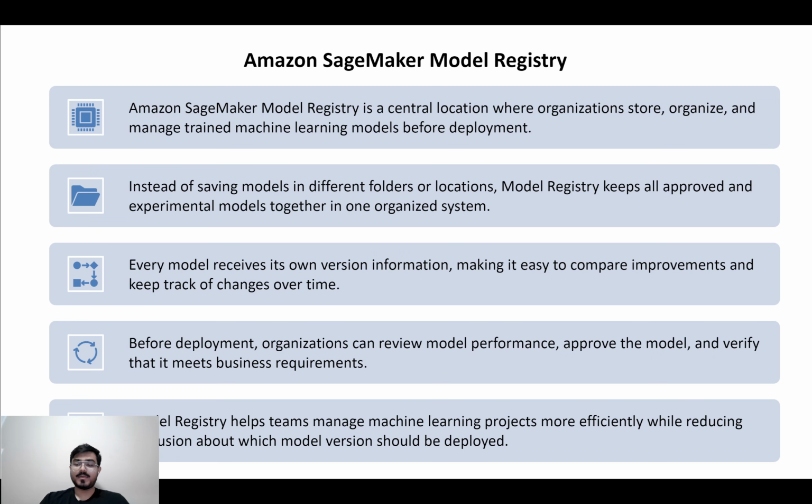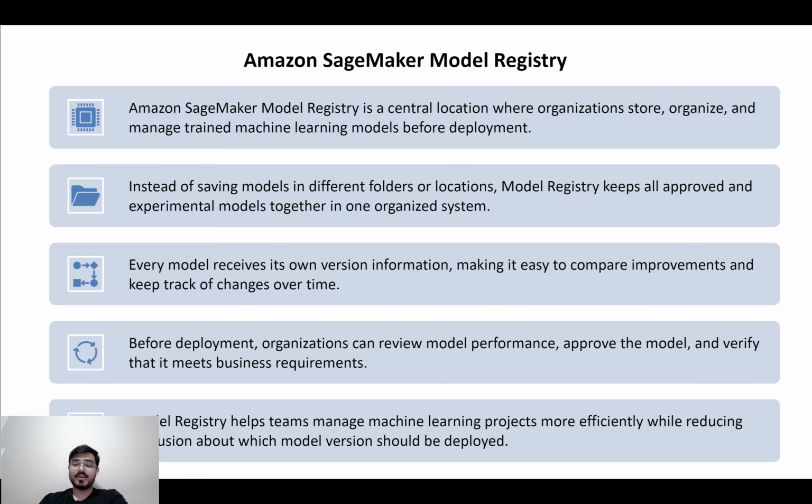The same problem can happen with machine learning models. Engineers train many versions of the same model while trying to improve accuracy. Without proper organization, it becomes difficult to remember which model performed best or which version should be deployed. This is where Amazon SageMaker Model Registry helps. It stores all trained machine learning models in one central location. Each model has its own version number and information about how it performed during testing.